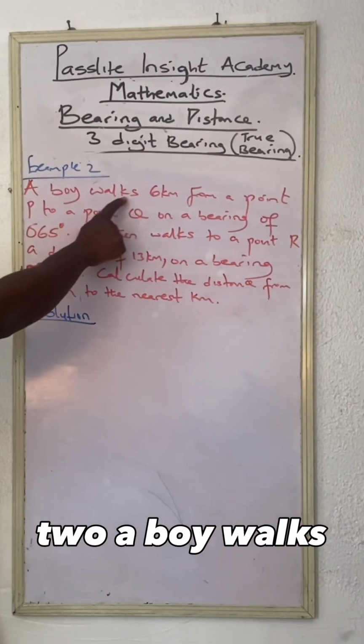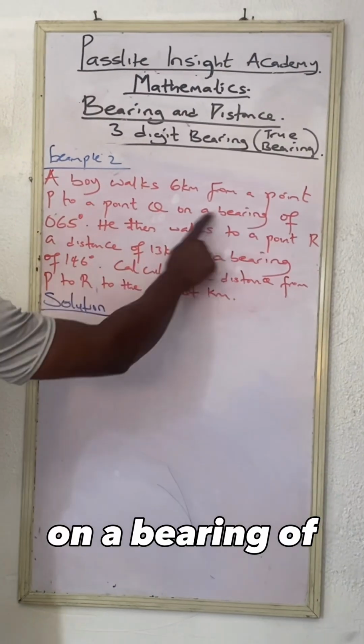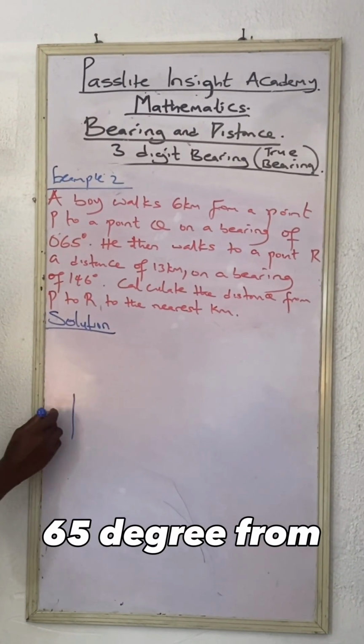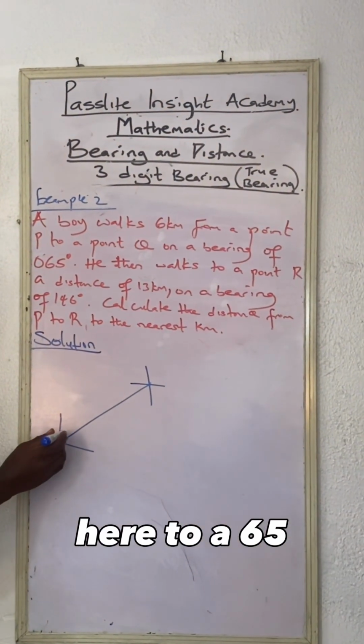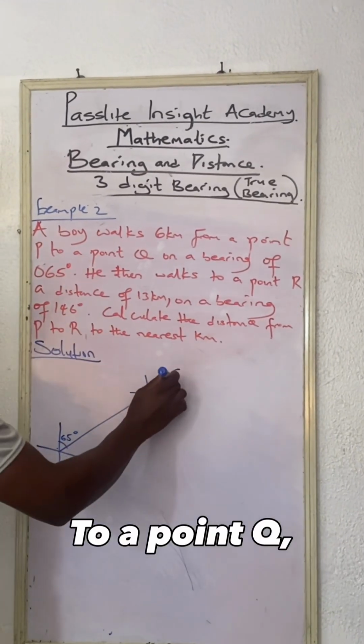Next question. A boy walked 6 kilometers from a point P to a point Q on a bearing of 65 degrees. Just focus on the bearing. From here to here is 65 degrees, from the point P to the point Q.